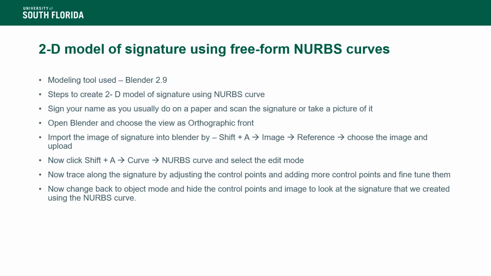Now press Shift A and choose curve, and inside that choose NURBS curves and select the edit mode. Once you are in edit mode, you'll be able to control the control points of the curve. So start with one side of the signature and trace along the signature by adjusting the control points, adding more control points and fine tuning them. Now change back to object mode and hide the control points and image to look at the signature that we created using the NURBS curve.